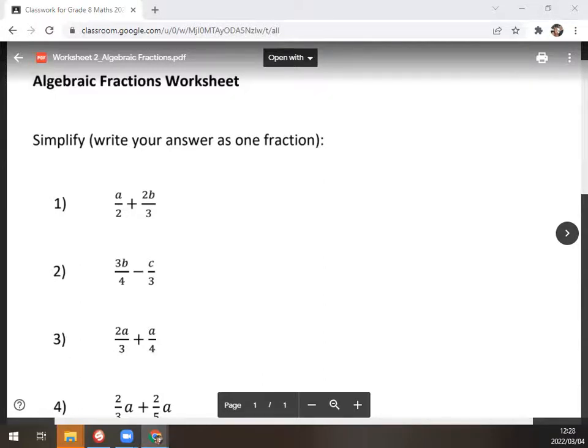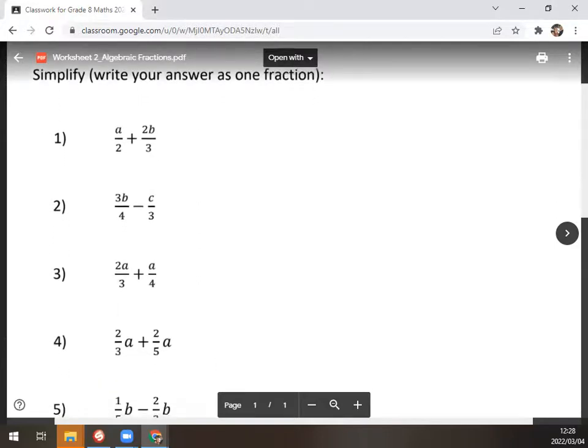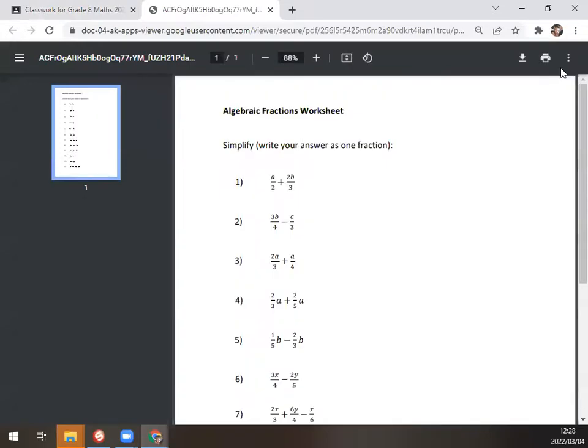You write the question and then equals, and then you get to the answer. And guys, see they're saying in the heading, write your answer as one fraction. That's what we did in the example. So you're going to start working on that. I'm just going to go print a copy of this for each of you.